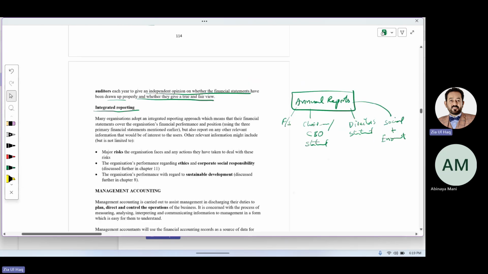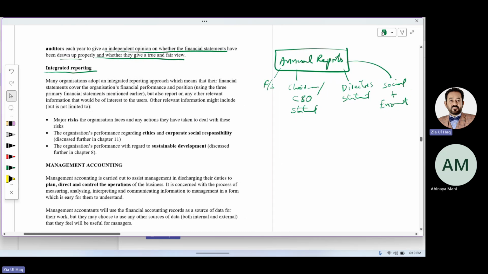So what the integrated reporting concept says is that a company should not only report its financial statements in the annual report. They should also report the chairman and CEO statement, the director statement, as well as social and environmental reporting. How the company is managing its risk, they should also report risk management, so that shareholders are aware of everything about the company.